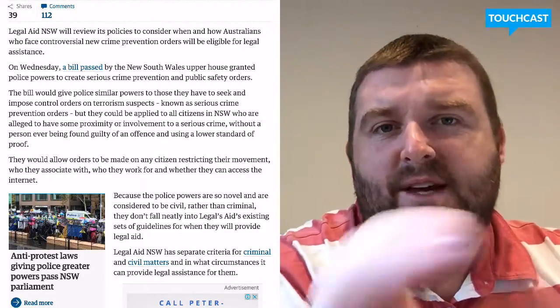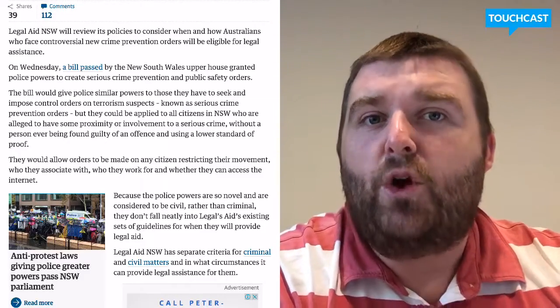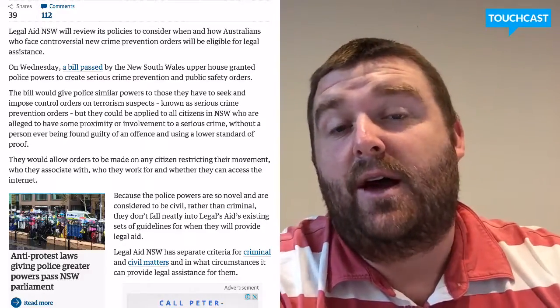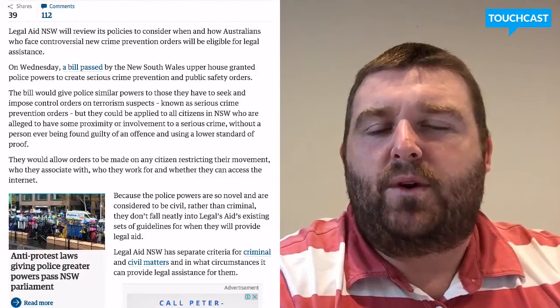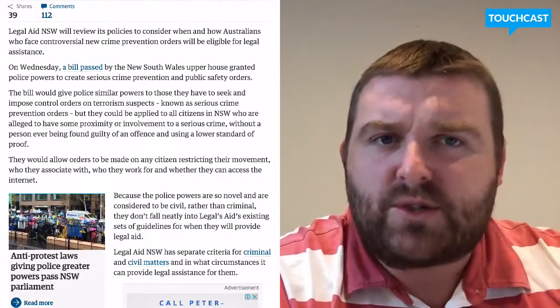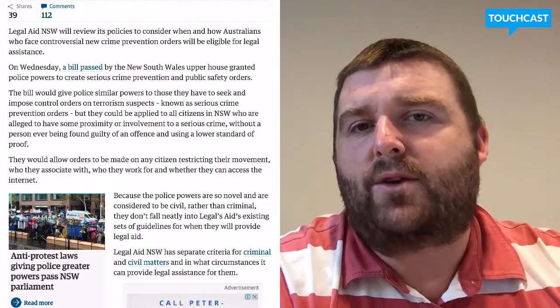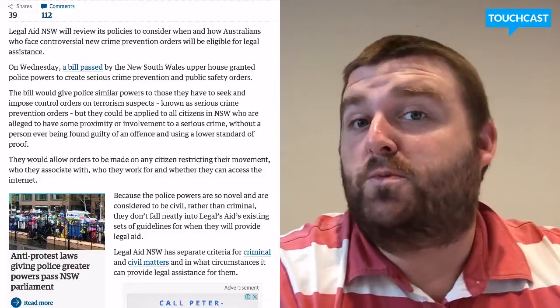So these powers, as you'll read, allow orders to be made on any citizen restricting their movement, who they associate with, who they work for, and whether they can access the internet. So these are quite extraordinary powers. Remember, in legal studies, we want to think about all angles and think about how this applies and be able to discuss any article or any new breaking news from the point of view of multiple angles.